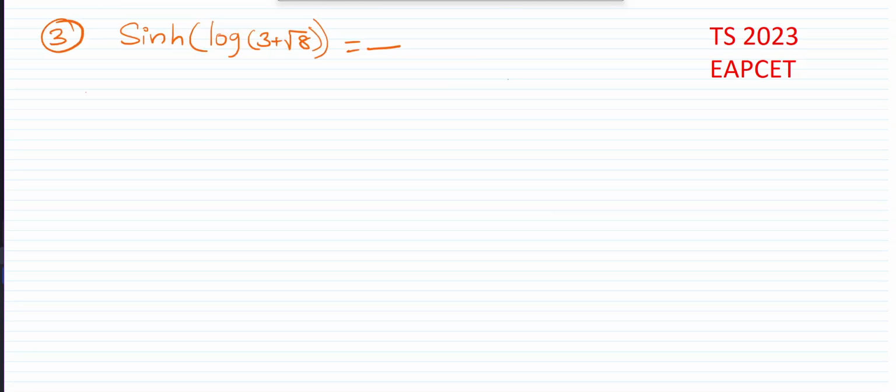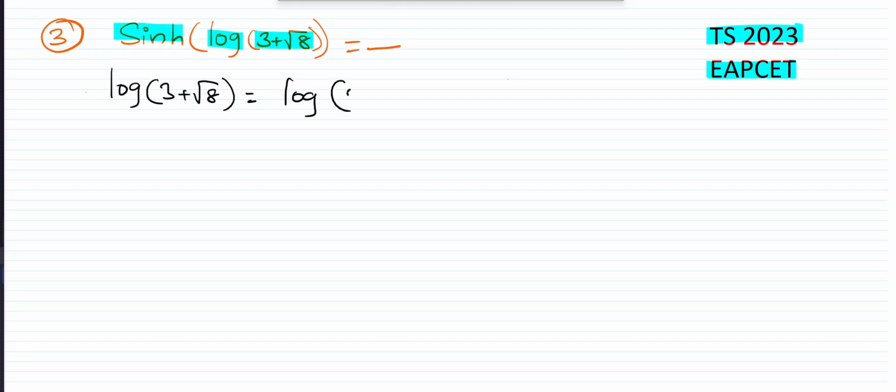This is the third problem from hyperbolic functions. Tips and Tricks 23 question. So this is sinh of log of 3 plus root 8 is dash. So first take log of 3 plus root 8. So this value is written as log of 3 plus root of 3 square minus 1, 9 minus 1 is 8. This is the formula for cosh inverse of x, that is cosh inverse 3. So take this value equal to x.